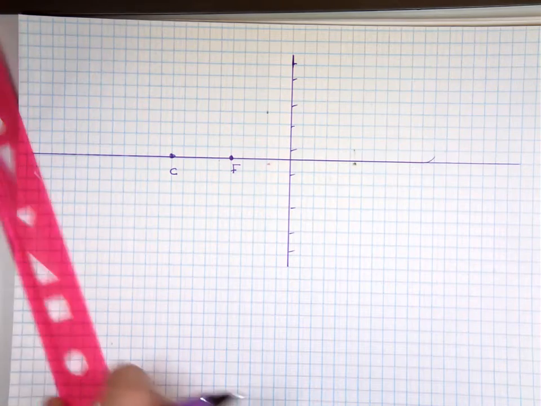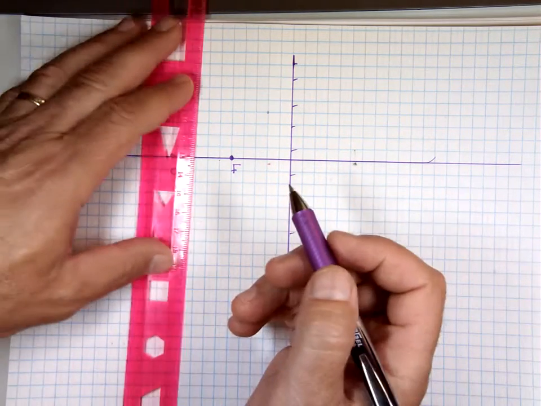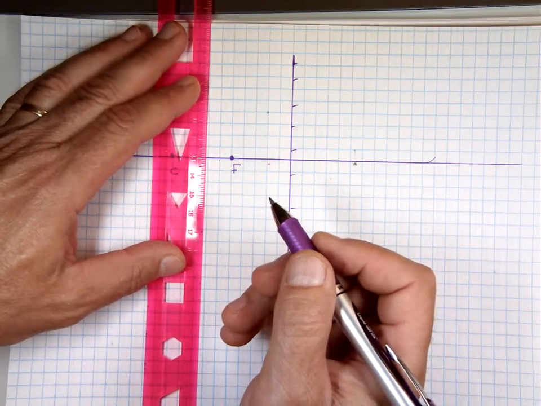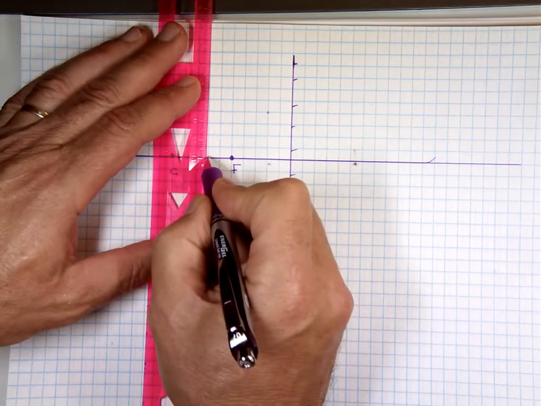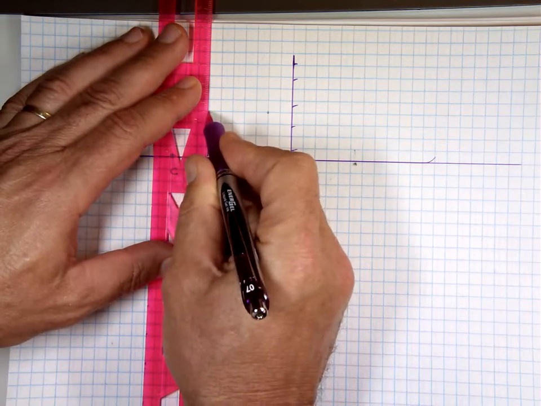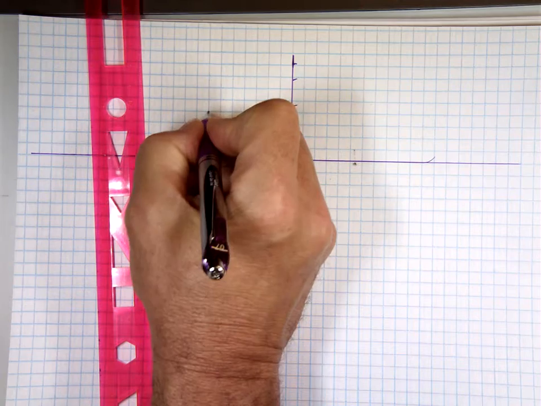And let's put the object anywhere between F and C. I don't really care where you put it. So here's the object. I'm making it tall too. That's my object.